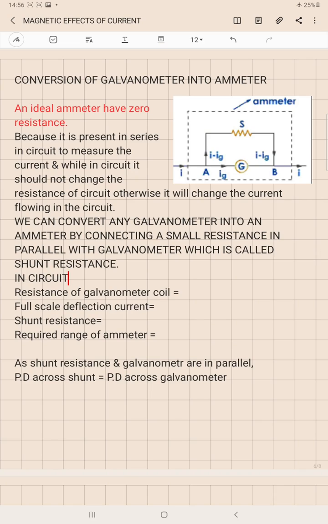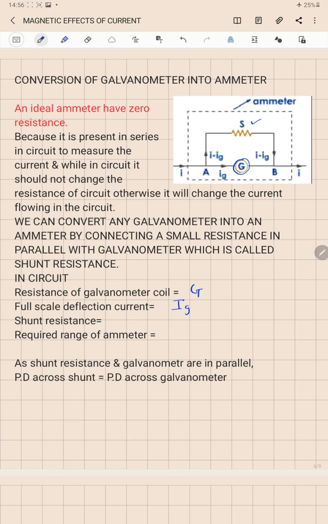So here in the circuit, you can see that S is the shunt resistance which is added with the galvanometer resistance, which is indicated by the letter G over here, because both are connected in parallel. So the overall resistance will be even smaller than the value of S, which is a property of the parallel circuit. Here the resistance of the galvanometer coil we are indicating with capital G.